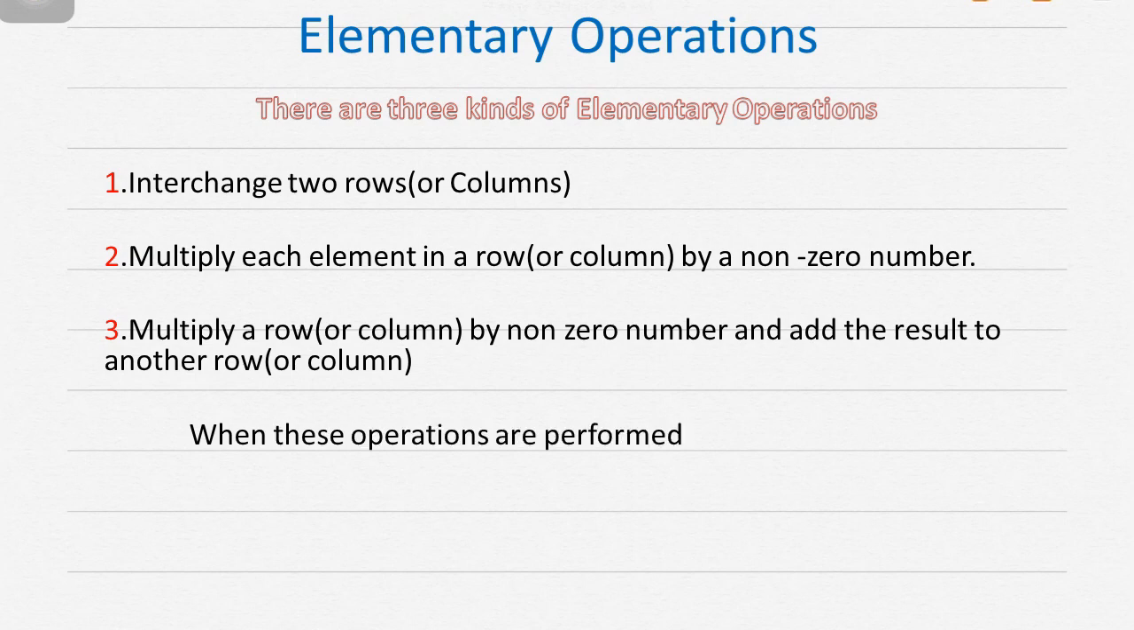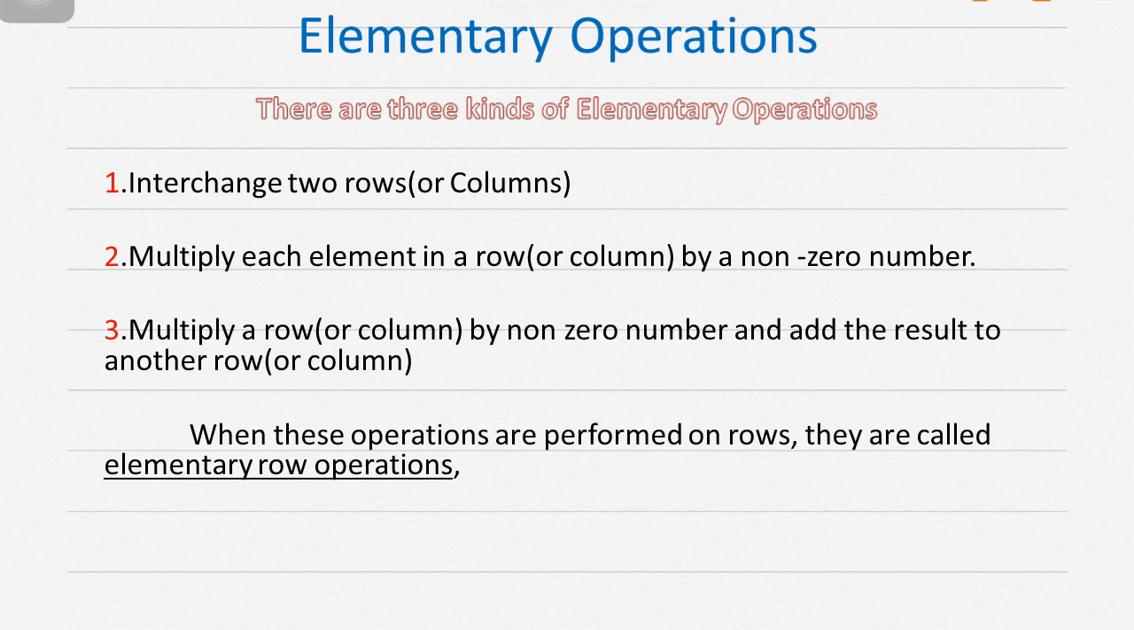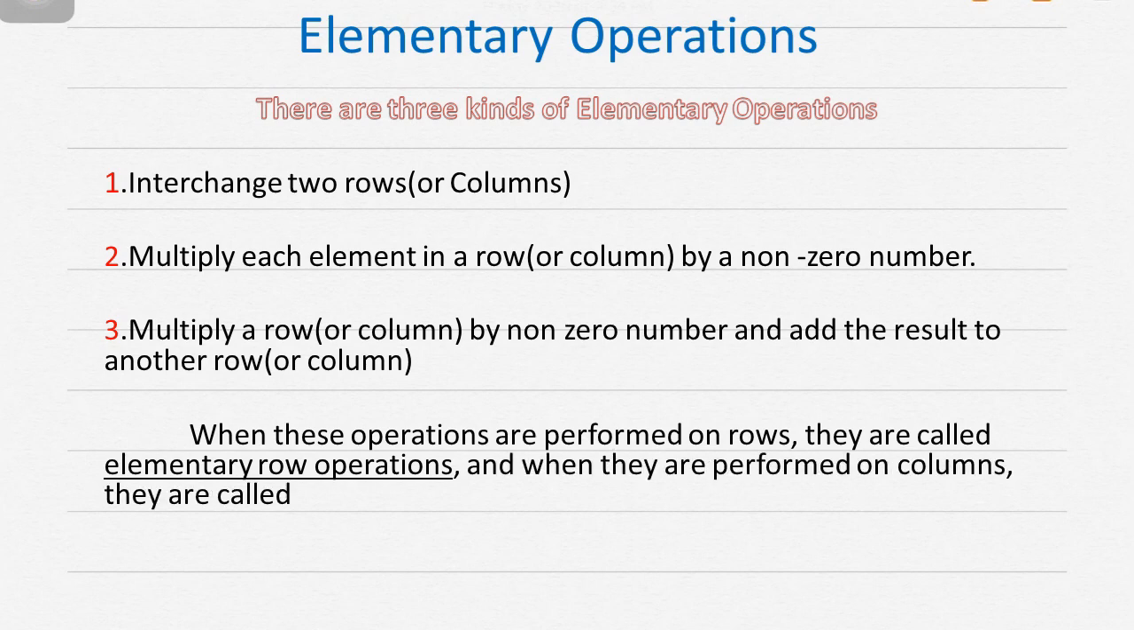When these operations are performed on rows, they are called elementary row operations, and when they are performed on columns, they are called elementary column operations. Now we will learn some operations and their short notation. First, row operations. Interchange row i and j.